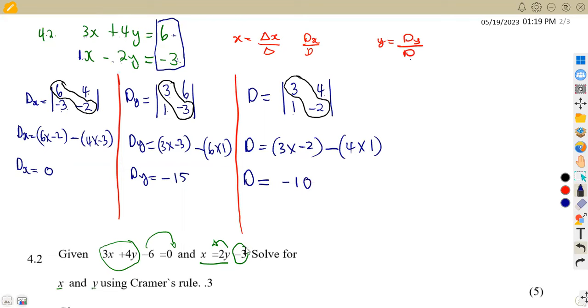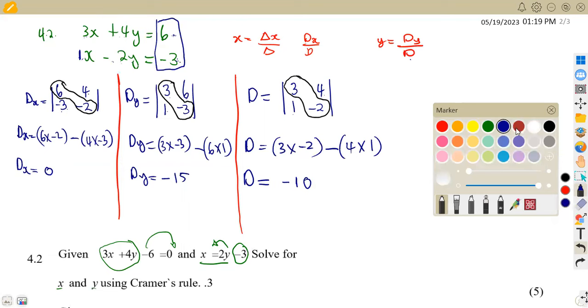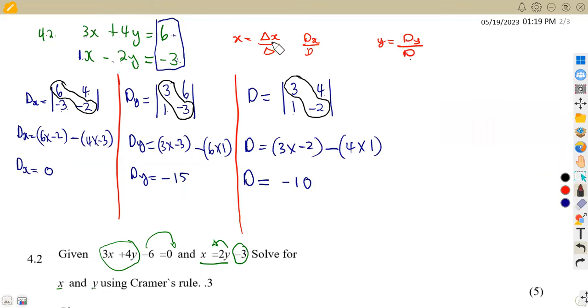All right, so from this information, we can determine our x and y. Remember, from our formula, x is going to be taken from the determinant with respect to x over the determinant of constants. So our x, that's the determinant with respect to x here, which is a 0, over the determinant of constants, which is negative 10. So that means our x is going to be a 0. 0 divided by any number is a 0. But any number divided by a 0 approximates to infinity. Here we can simplify because we are having a 0 on top.